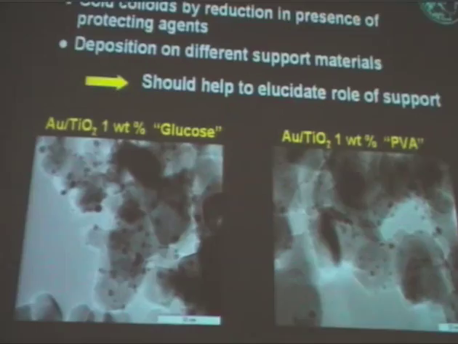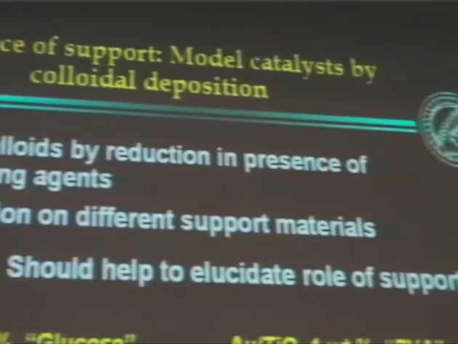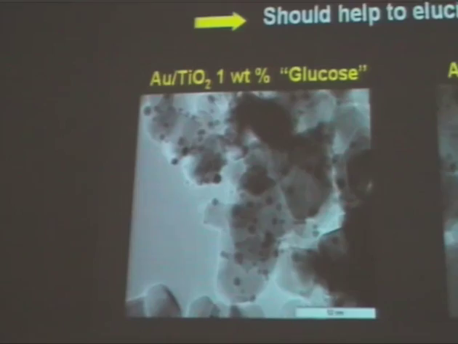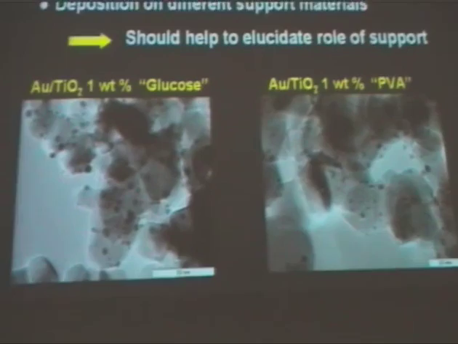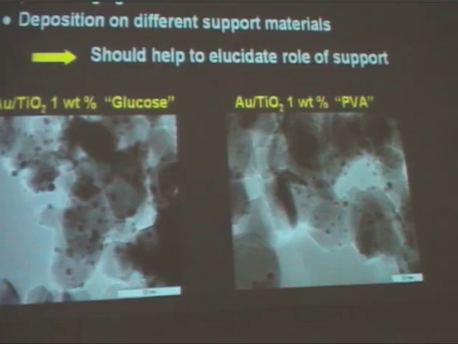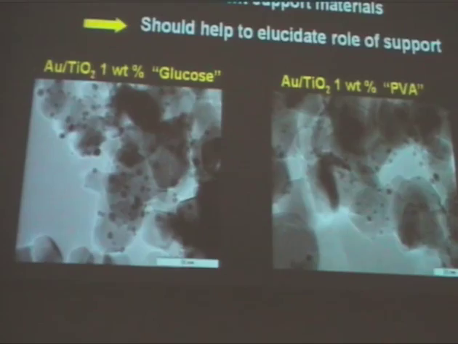We have used two different protecting agents. In this case, it's even the reductant itself. So we have done it with glucose and with polyvinyl alcohol. We found that with polyvinyl alcohol, the gold particles get smaller on average. See, this is a 20 nanometer scale bar, this is 50 nanometers, about the same scale, but here the particles are way smaller. So all the other experiments were then done with the PVA stabilized gold particles, which have a size of about 3 to 4 nanometers.